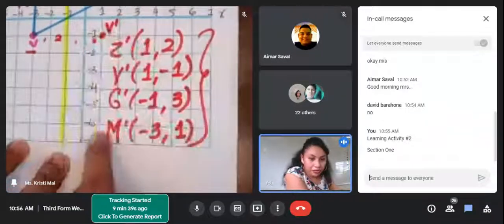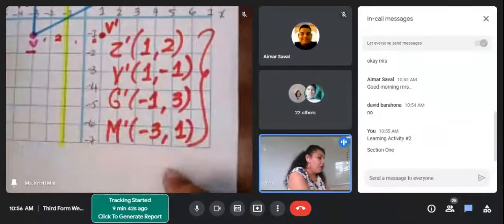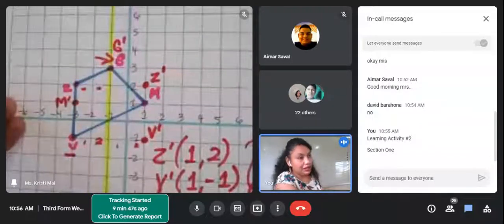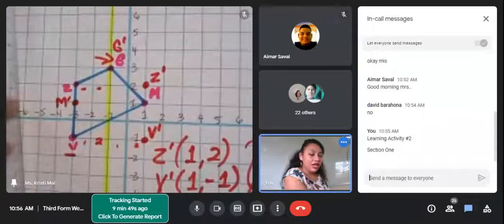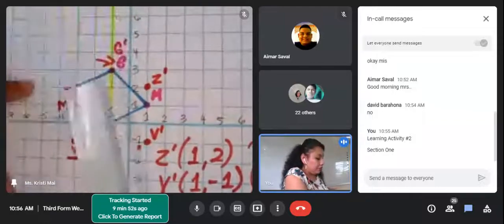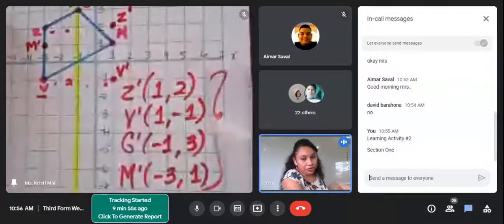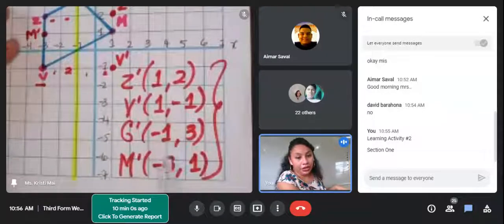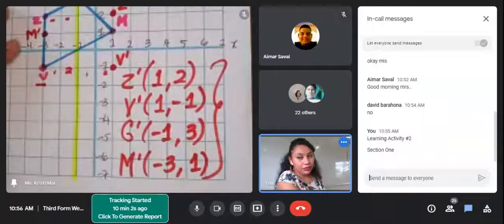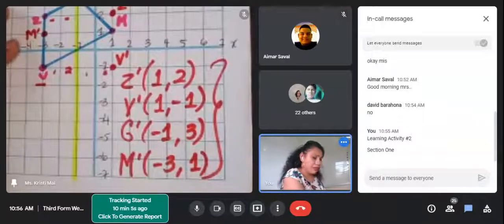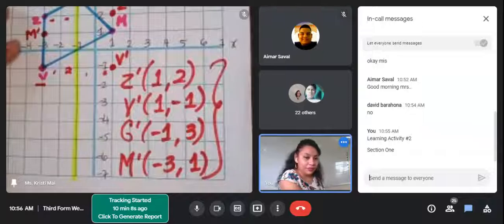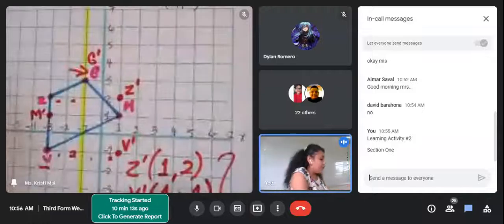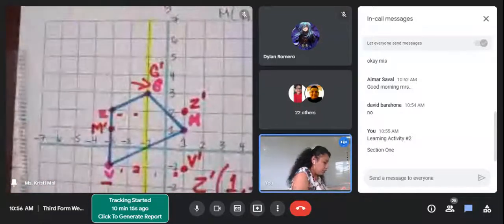So this is all that you have to give, right? The whole graph, this whole working that I am doing, is not requested from you. It is just for you to see how we get from the original image to the new image. So you only have to write the coordinates that I have here in red. Is that clear? Clear, miss. Okay, good.